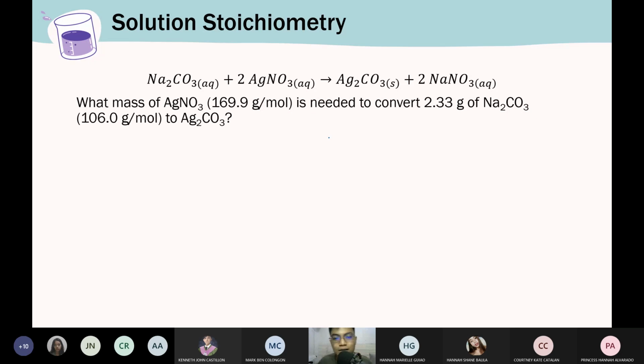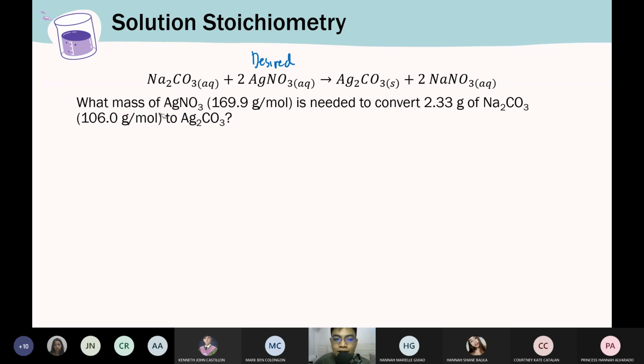So, let's try this one. Hindi ko to sasagutan talaga, no? But I will demonstrate you the process in solving this. No? Just the process, but I will not answer it completely. So, read the problem. What mass of silver nitrate? So, ito yung desired. Ito yung hinahanap eh. What mass of silver nitrate is needed to convert 2.33 grams of sodium carbonate to silver carbonate. So, ito yung hinahanap agad.